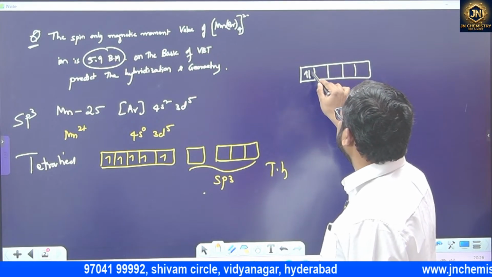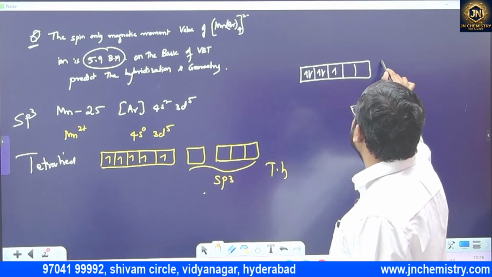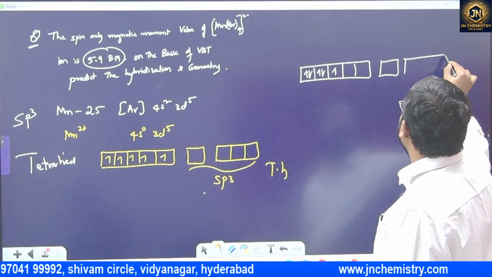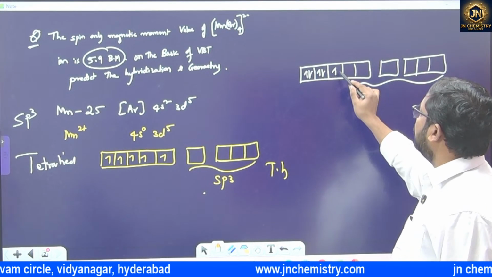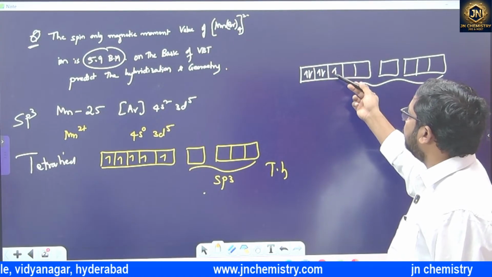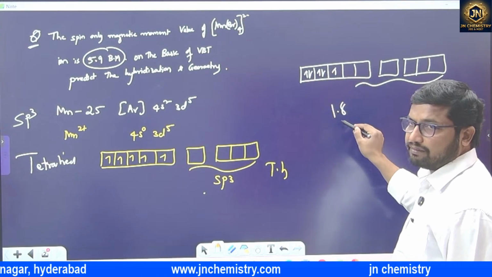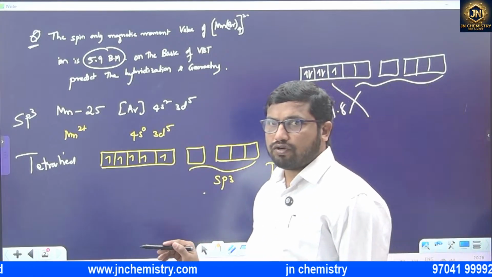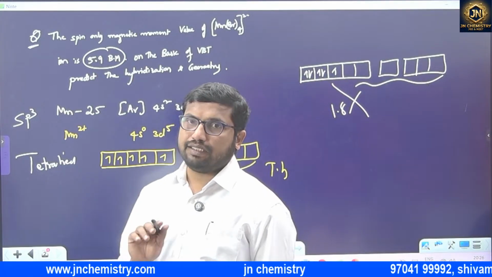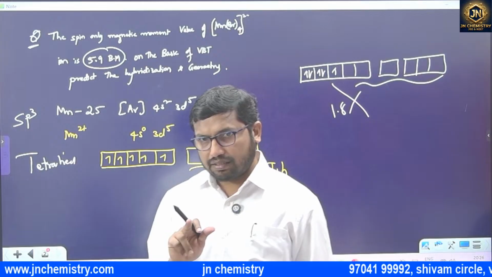Then they would be paired up. For example, if it is dsp2, the magnetic moment would be something like 1.8 BM. That's wrong. It is not square planar, it is a tetrahedral geometry. Is it clear to everyone? Do you understand?